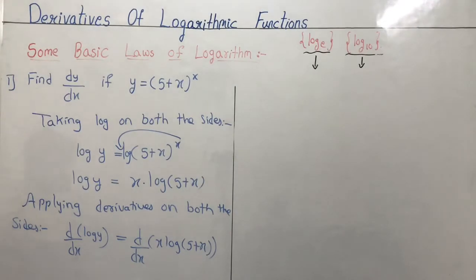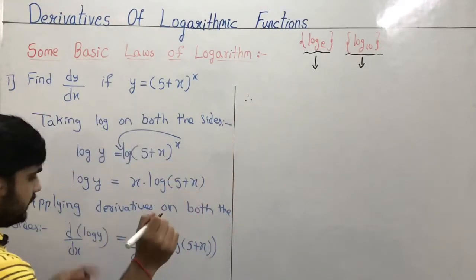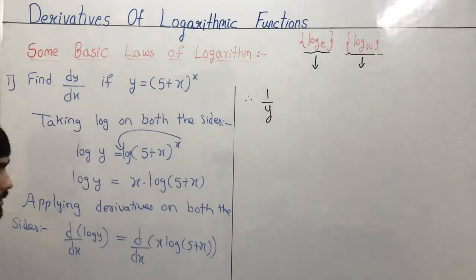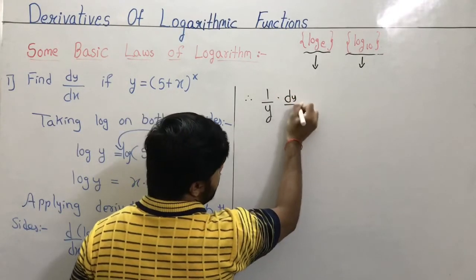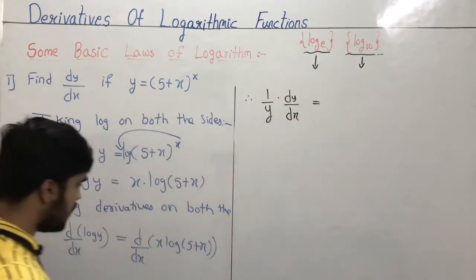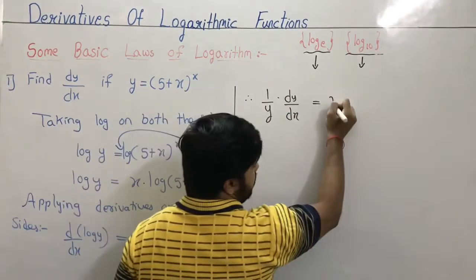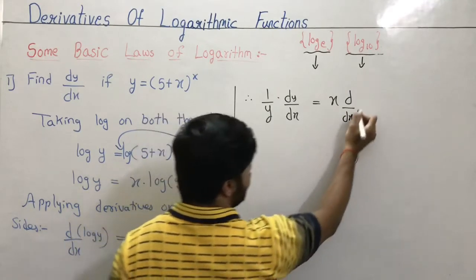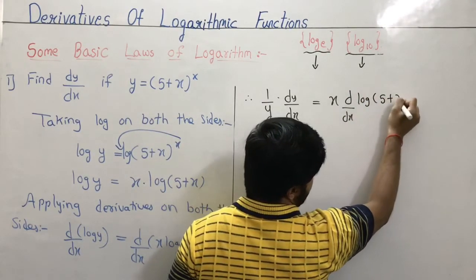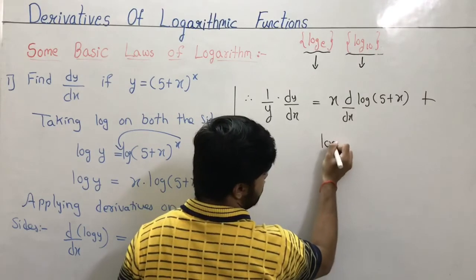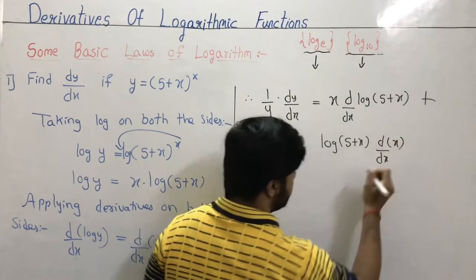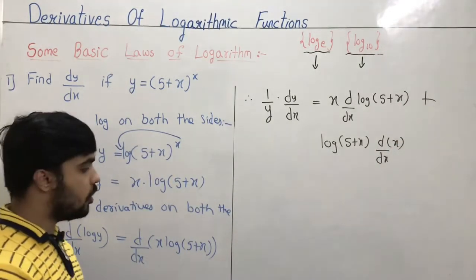Now first, the derivative of log y. According to the chain rule, the derivative of log is 1 upon y, and the derivative of y will be dy by dx, because we are differentiating with respect to x. Now for the multiplication: first function as it is, derivative of second, that is the derivative of log of (5 plus x), plus second function as it is, derivative of first, as our first function is x and second function is log of (5 plus x).